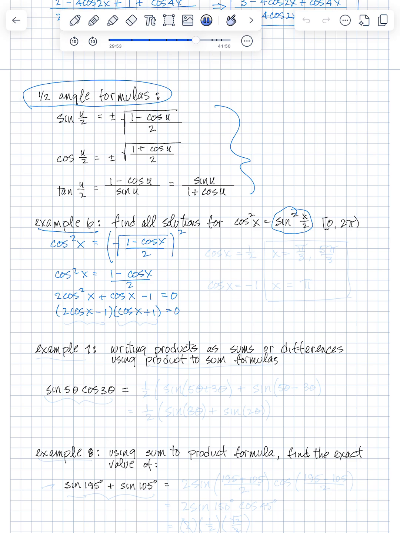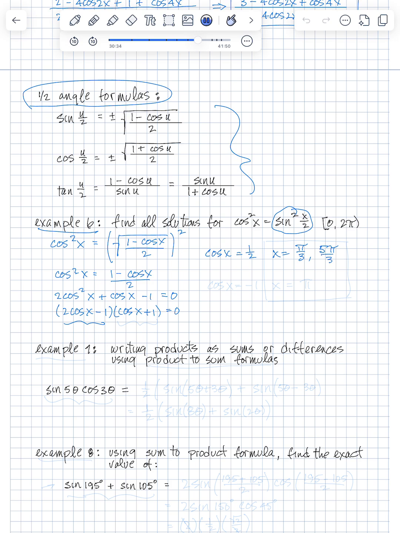So now we have our two terms. First term, 2 cosine x minus 1 equals 0. So that gives us cosine x equals 1/2. Do it up here. Cosine x equals 1/2. And in the interval 0 to 2 pi, that's going to give us x equals pi over 3 and 5 pi over 3.